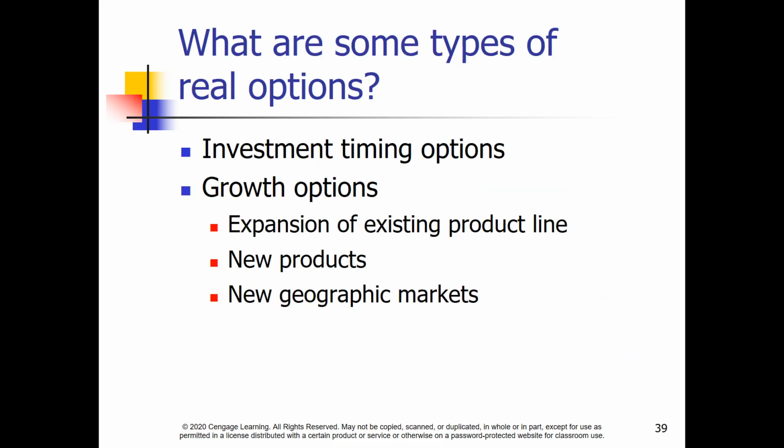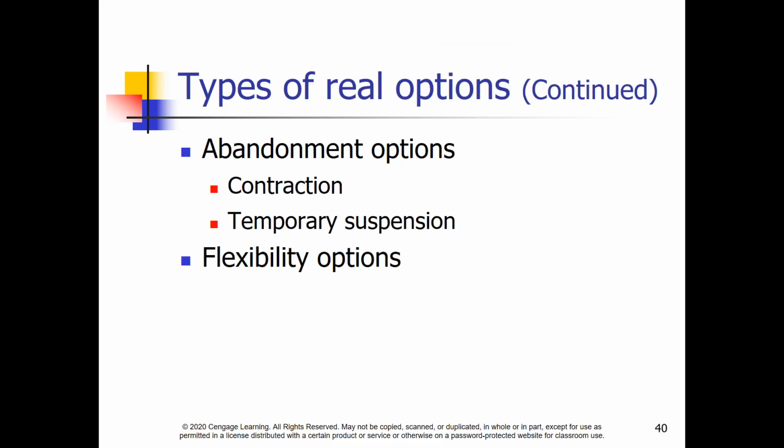Some types of options include timing options. Should we invest now and be the first to market, or wait till next year when we might have better data but have lost the first to market advantage? Should we expand the product line, add another product, or move into new markets? Real options include abandonment options. If things are not going as expected, should we scale back or even suspend the project? Anything that adds flexibility has value.